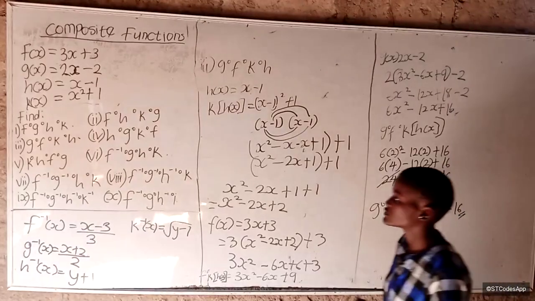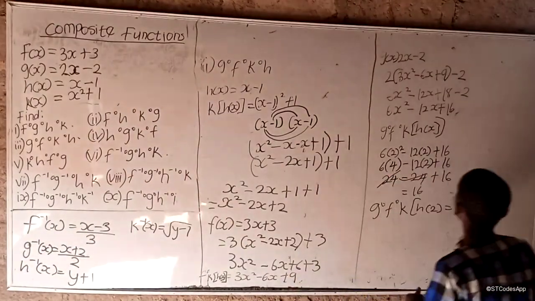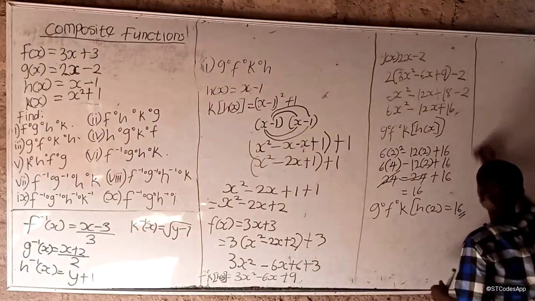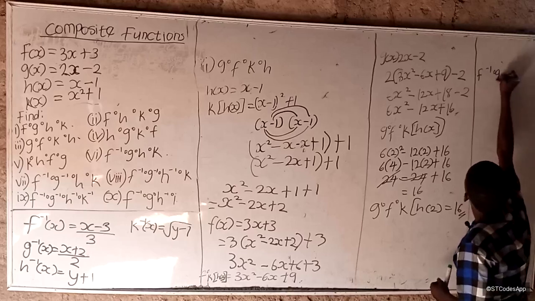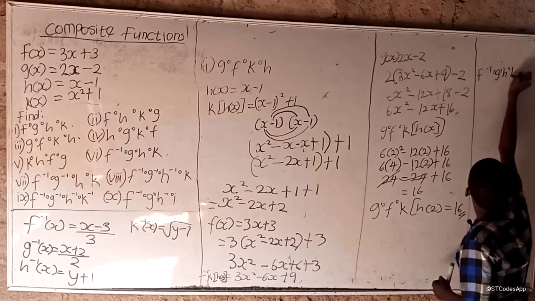Let's go to the next question. Question 6. It says f inverse of g of h of k.